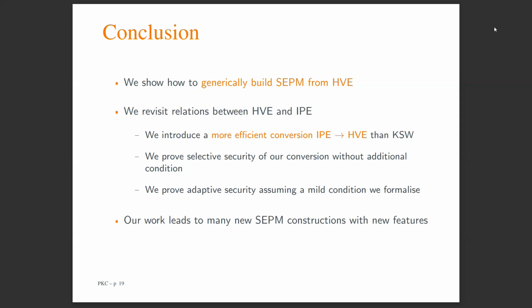So it means that we can use any inner product encryption satisfying this property to build a new SCPM construction. Typically, thanks to that, we will be able to have adaptively secure SCPM proven under standard assumptions and so on, because the state of the art of inner product encryption is huge. Okay, thank you.